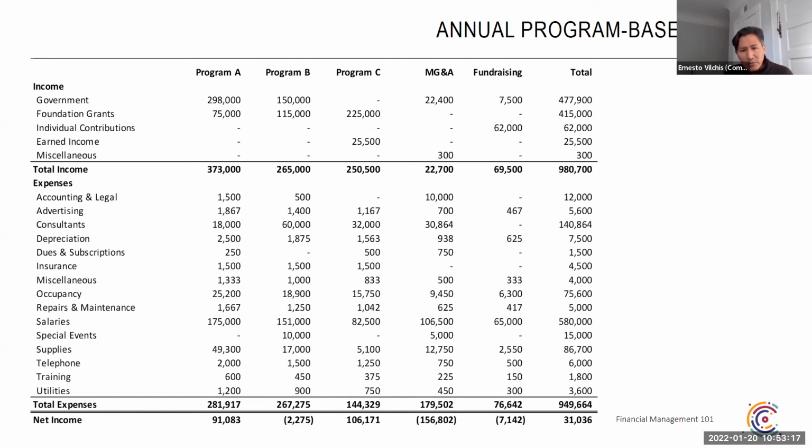But basically, this allows you to look at, for example, column B, program B. That program is operating at a deficit, whereas programs A and C are operating at a surplus. And that doesn't mean that you should eliminate program B. Maybe program B is core to your organization, and perhaps even more important than programs A and C. So you want to continue with that program, but maybe you want to make some adjustments. Maybe you can figure out, do we need to bring in more funding for that? Do we need to lower some of the operating costs and so on?